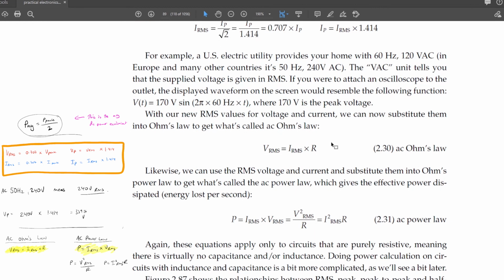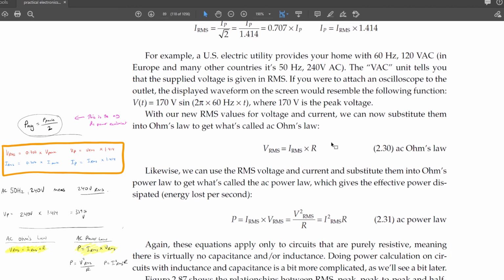Likewise, we can use the RMS voltage and current and substitute them into Ohm's power law, so P equals IV, to get what's called the AC power law. Nice. So the AC power law is just going to be P is equal to I RMS times V RMS. I'm not looking, so this could be wrong. I RMS times V RMS, yeah.